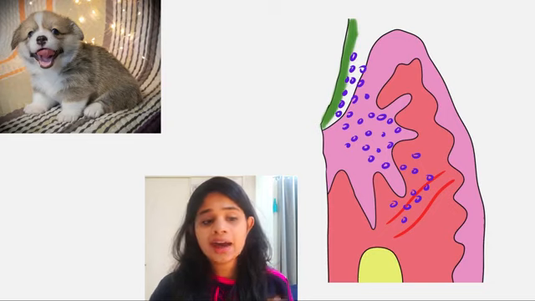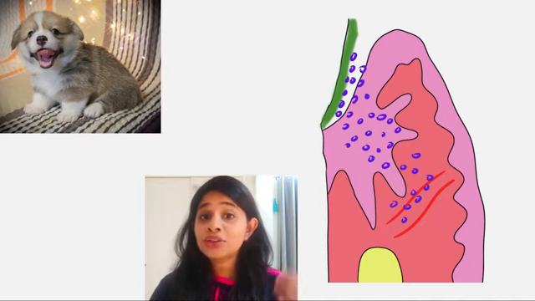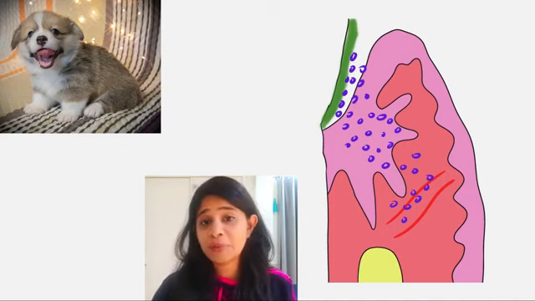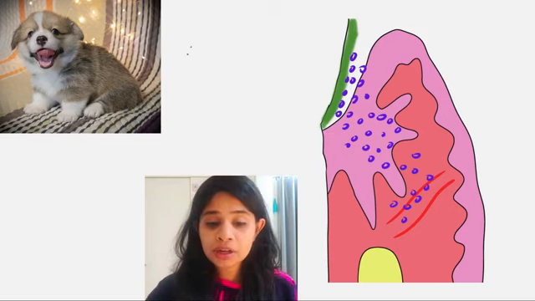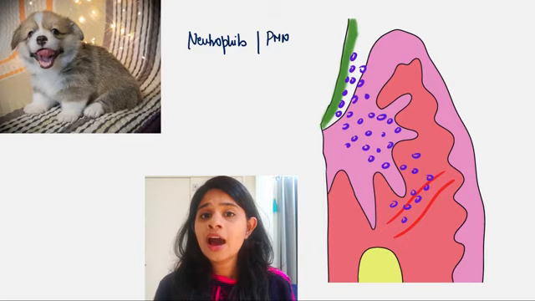Now, on the other hand, another set of dogs were taken which had neutropenia, that is, a decrease in the number of neutrophils. Now, in those dogs, there was development of periodontal destruction. So remember, neutrophils, or the PMNs, are the first line of defense and help in the arrest of the disease.